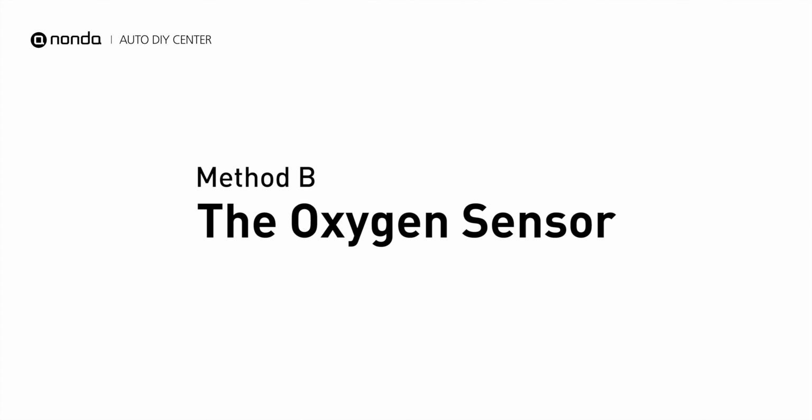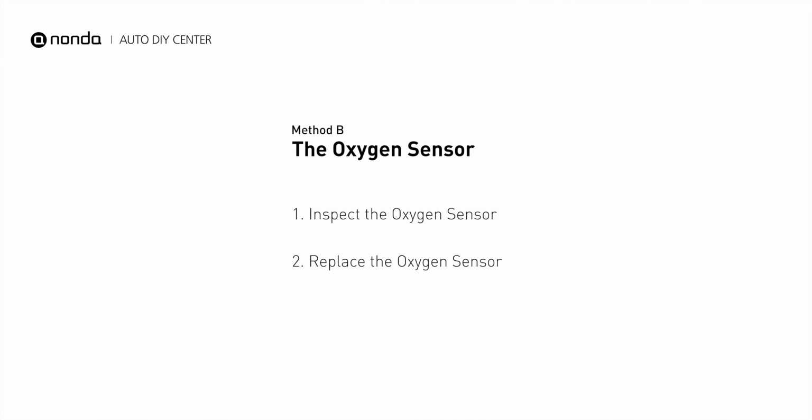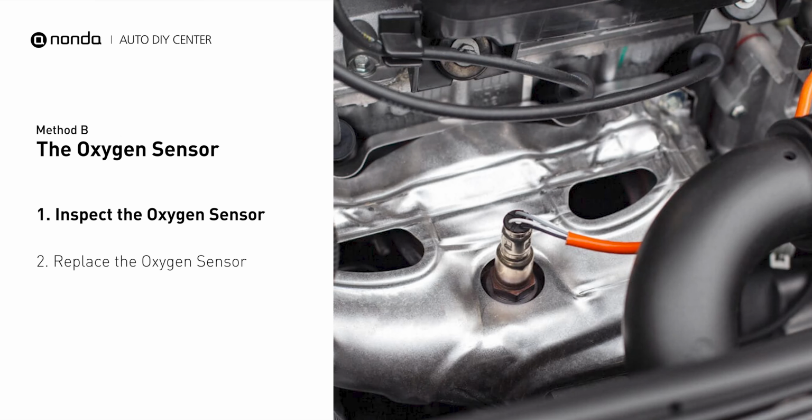Method B, the oxygen sensor. Oxygen sensors are mounted directly onto the exhaust pipe near the catalytic converter. Locate the sensor that responds too slow as it ages.